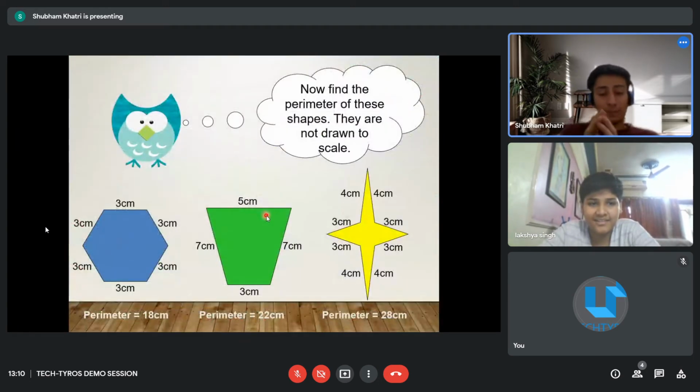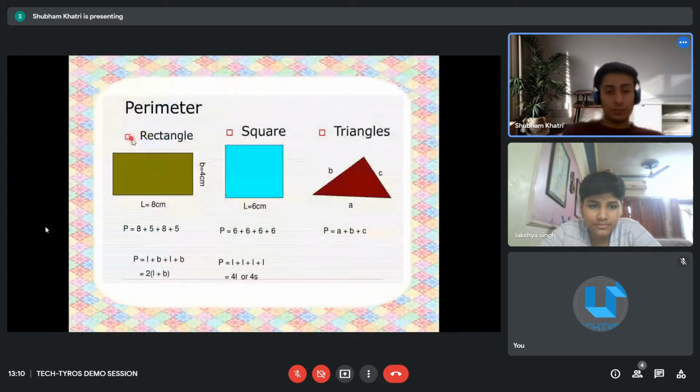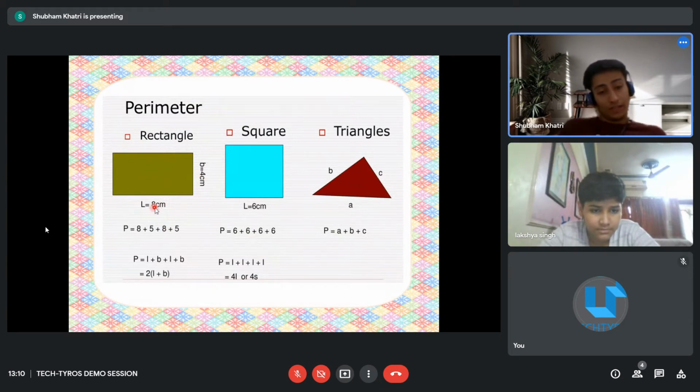Now let's come and make a basic formula how you can calculate perimeter without this addition, like within seconds you can calculate the perimeter. So perimeter of rectangle, what is it? A rectangle has a length and a breadth. So what we do, we add all these. So removing this 4 and 8, if we represent this as length and breadth, it will be length plus breadth plus length plus breadth. So why not we can write length plus breadth two times, right? So this is a general formula to calculate perimeter of a rectangle.